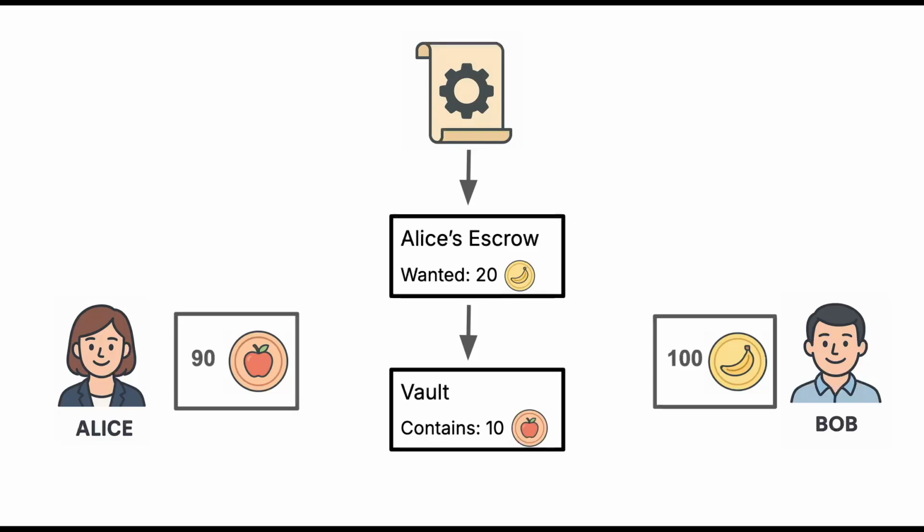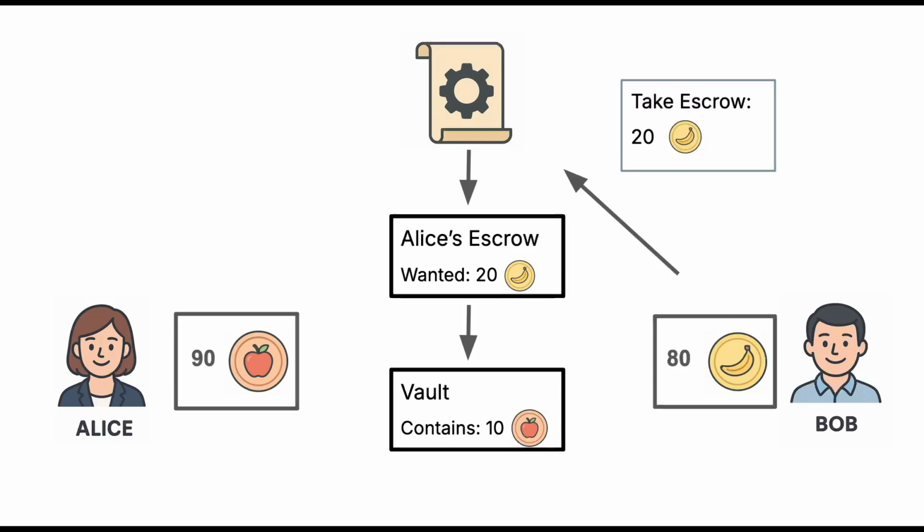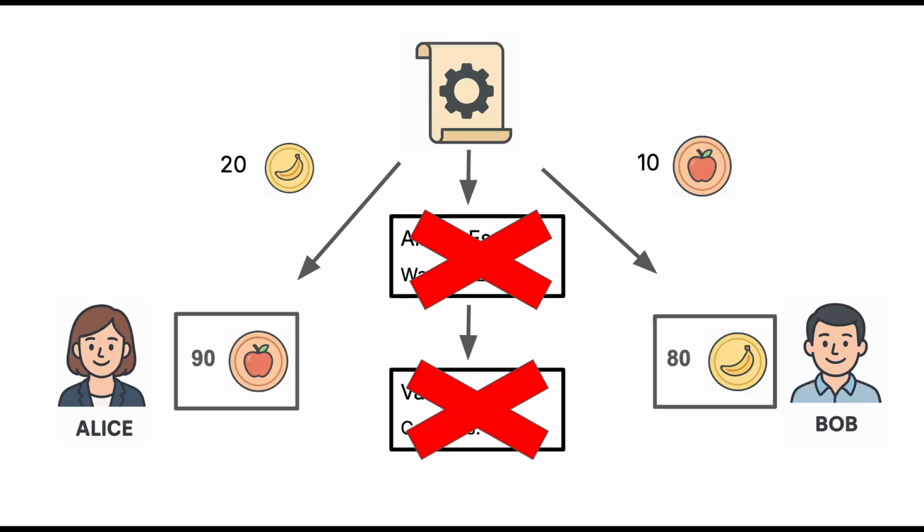Suppose that Bob comes along and sees this escrow and thinks it's a good deal. He then sends an instruction to take the escrow along with 20 banana coins. The escrow program then closes out both the vault and Alice's escrow and distributes 20 banana coin to Alice and 10 Apple coin to Bob.